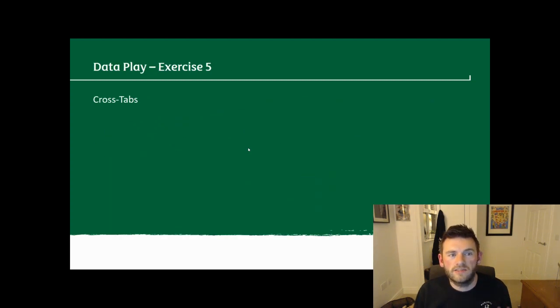So have a look at exercise 5, work your way through it, and we'll catch up later on with the Q&A if you've got any questions related to it. And next we're going to move on to look at correlations and how we run correlations in SPSS.